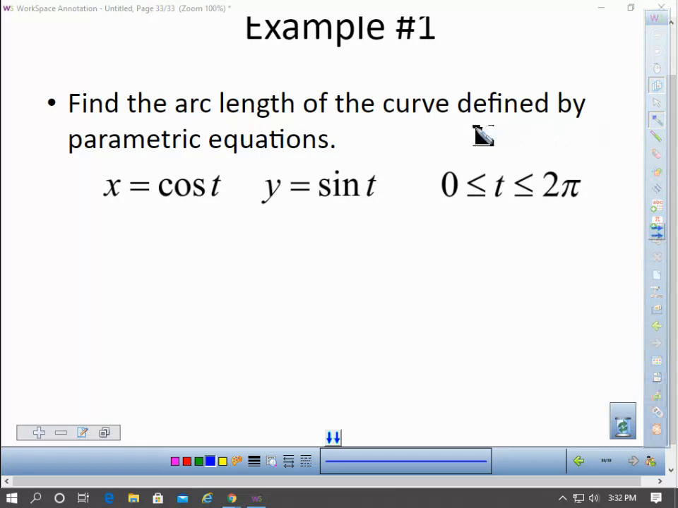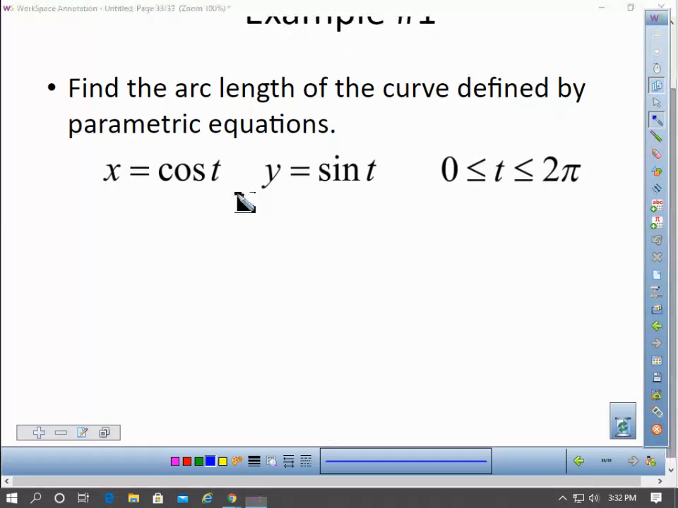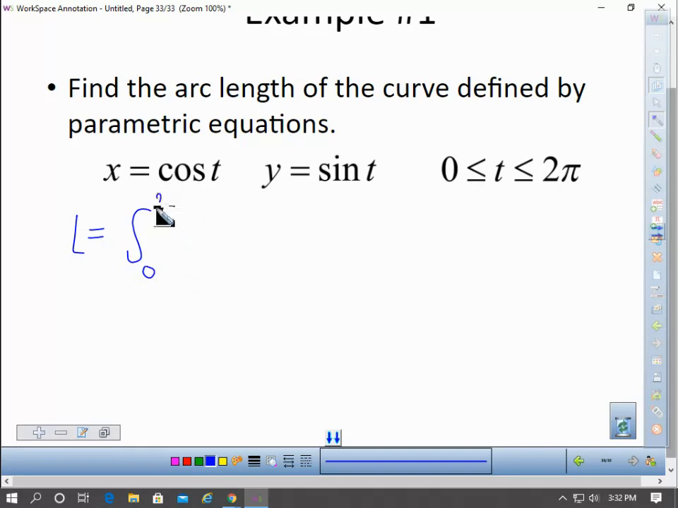So find the arc length of the curve defined by the parametric equations. We've got x is cosine t, y is sine t. This is going to be your traditional unit circle equations for parametric curves. And we're going from 0 to 2 pi, so that's going to be one full circle of the unit circle. So this is okay, we're only going to map out the curve one time from 0 to 2 pi, so we don't have to worry about tracing out twice. Using the formula, it's the integral from a to b, so 0 to 2 pi, of the square root of dx/dt squared plus dy/dt squared dt.